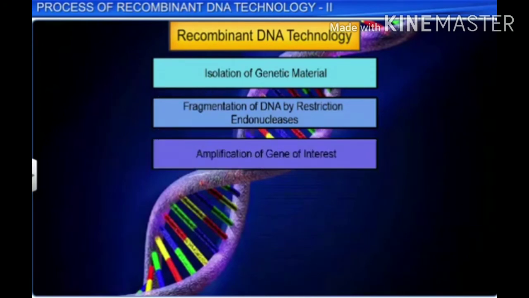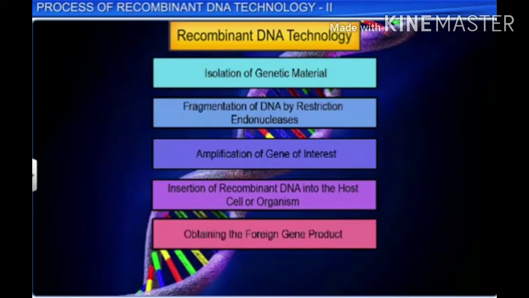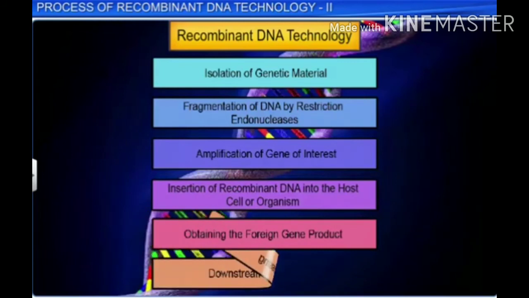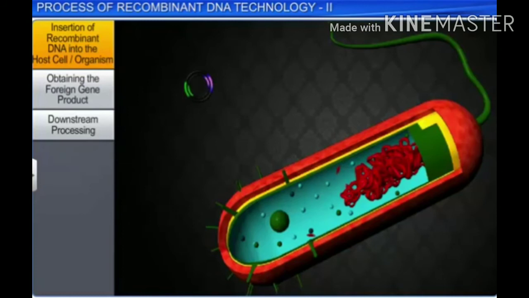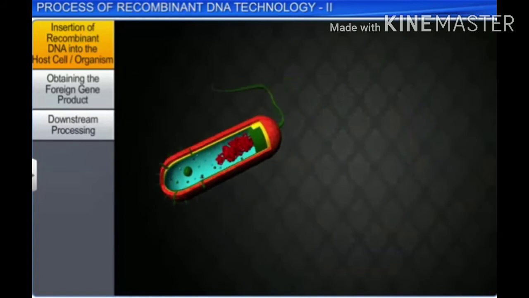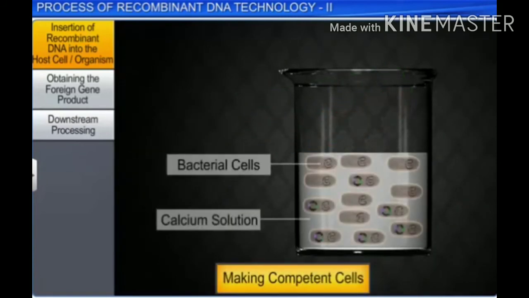interest. Once the foreign DNA has been extracted, the next steps are insertion of recombinant DNA into the host cell or organism, obtaining the foreign gene product, and downstream processing. Let's understand the techniques used to carry out the last three steps. Insertion of recombinant DNA into the host cell is one of the most challenging steps, as first the bacterial cell has to be made competent to receive the DNA.